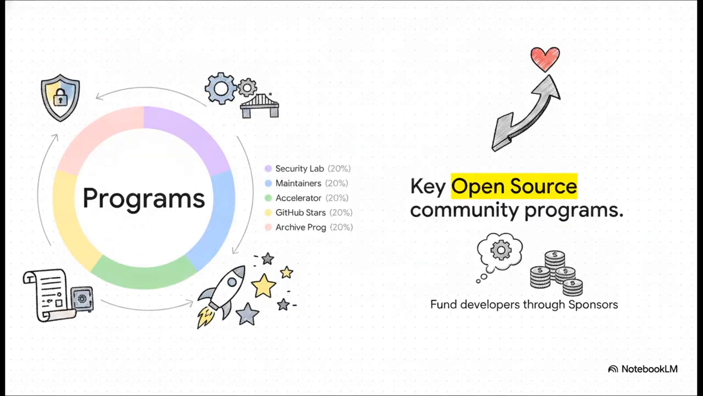Yet, despite all of this massive enterprise scale, its heart still relies heavily on the open source community. The platform funds developers through sponsors and supports them with 5 distinct initiatives. You've got the Security Lab, the Maintainer Community, the Accelerator, GitHub Stars, and the Archive Program. It's this continuous, really beautiful cycle of giving back to the creators who make the platform valuable in the first place.